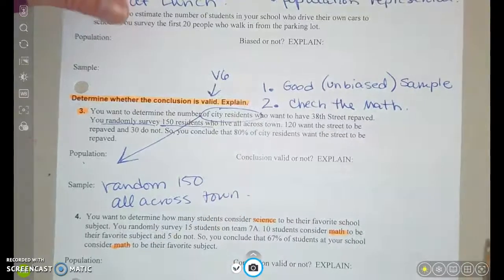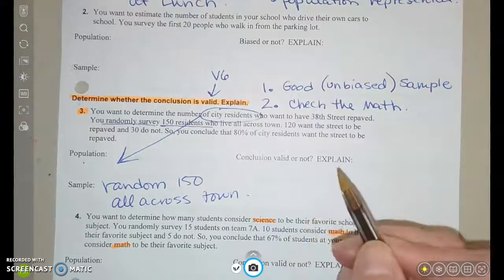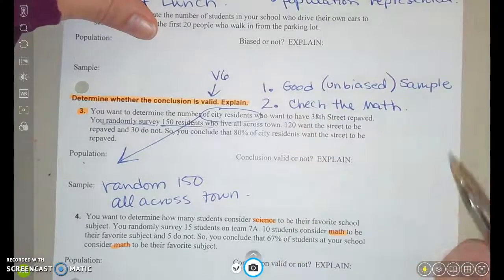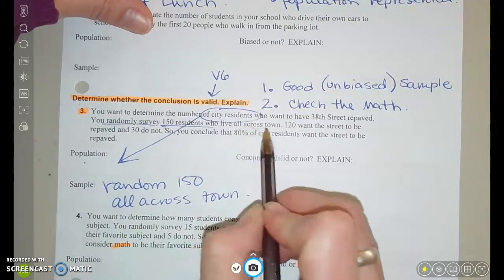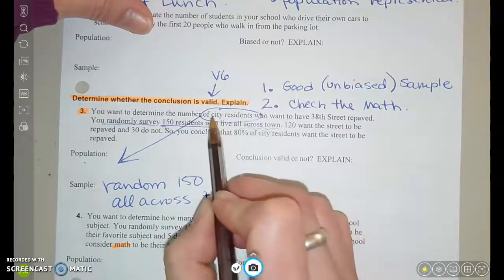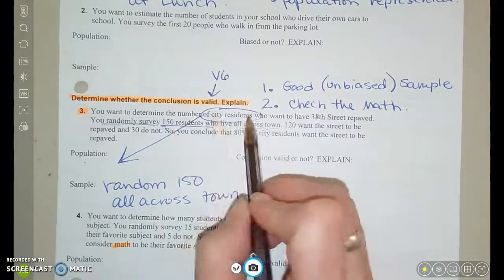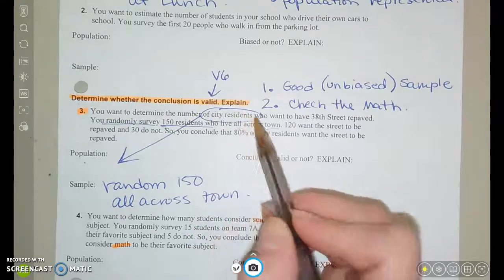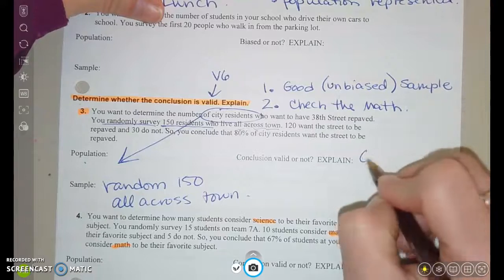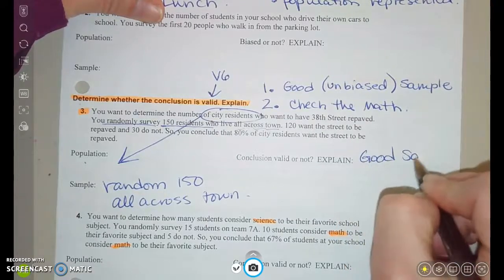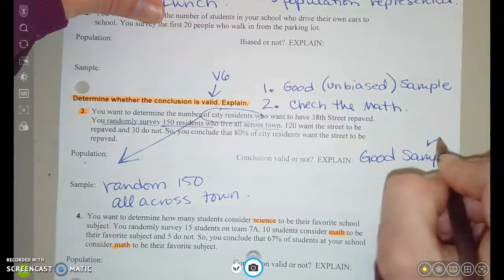Okay, so would this conclusion be valid or not? Well, let's check and see if the sample's good. 150 is probably enough people. We know that they're all from all across town, so we're equally likely to get all different kinds of city residents. Okay, it's random, so yes, I'd say this is a good sample. So good sample, check, right?